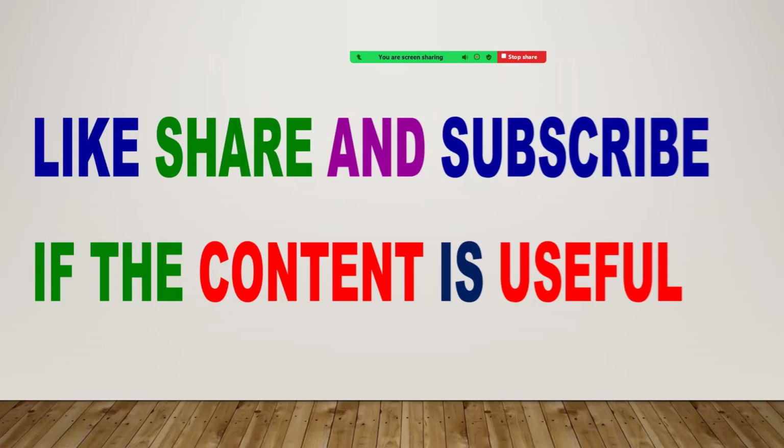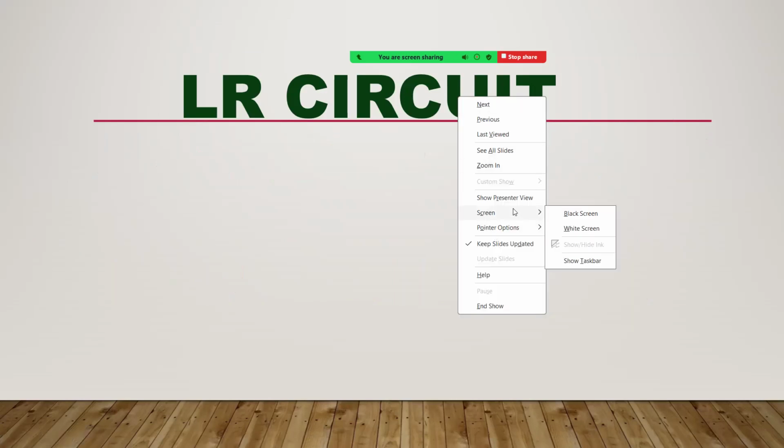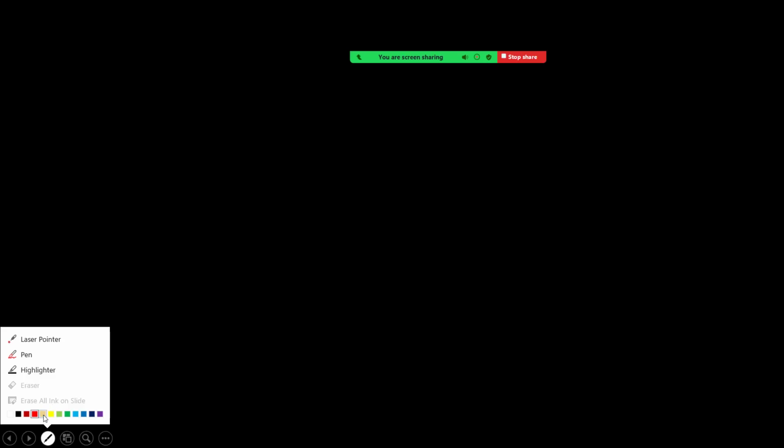Hi students, in this lecture I am going to discuss LR circuits. Let us see. So we are focusing here, taking now a combination of inductor and resistor.